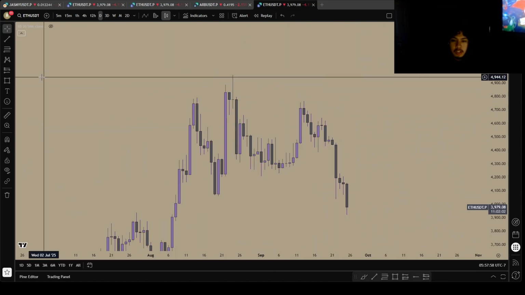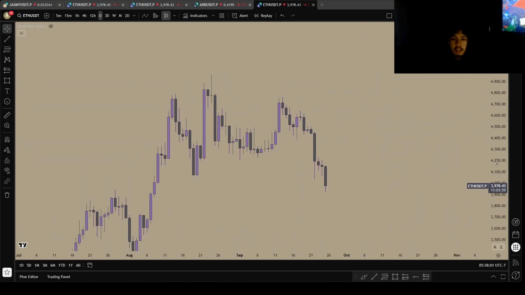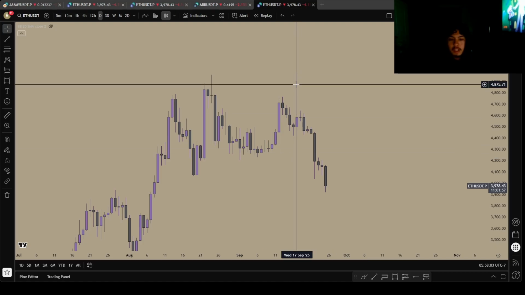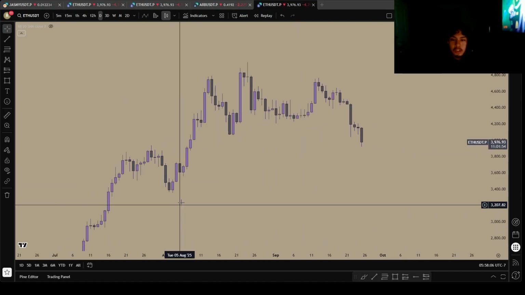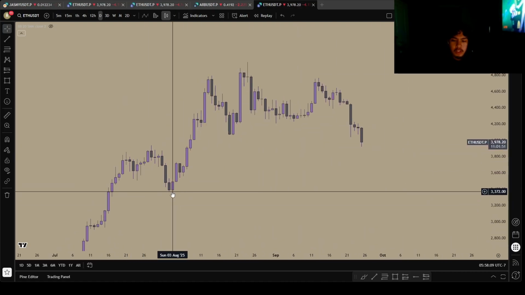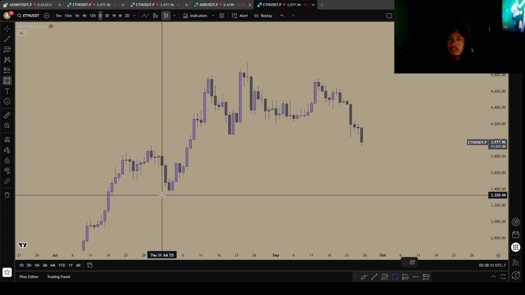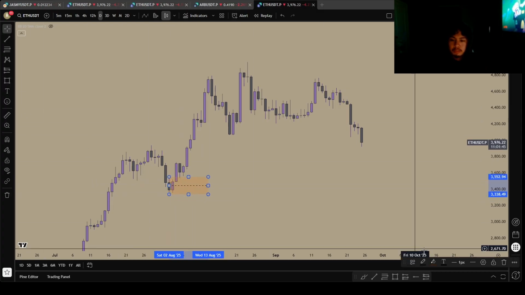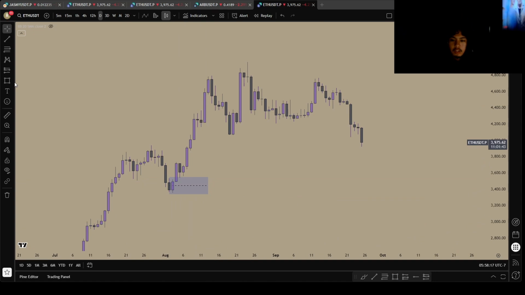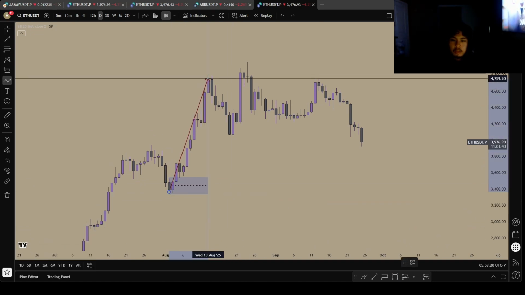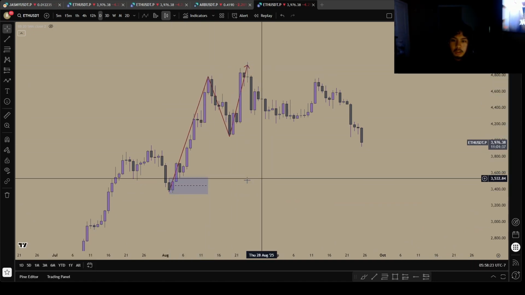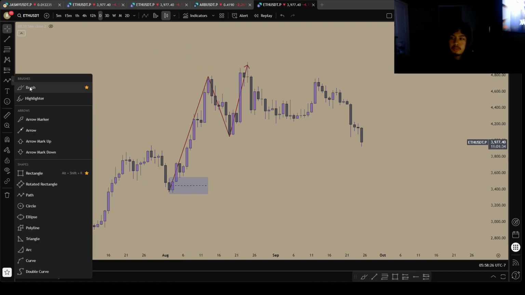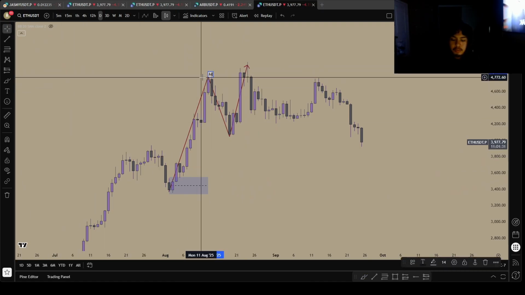So what we can see right here, I'm going to analyze structure, draw some boxes, and just look at a few things, all right? So let's just look at it. We'll start from over here, from Sunday, August 3rd. Obviously right here, we established our demand, right? Price immediately shot up, all right? Pullback, shot up, right? So right here we have a high.